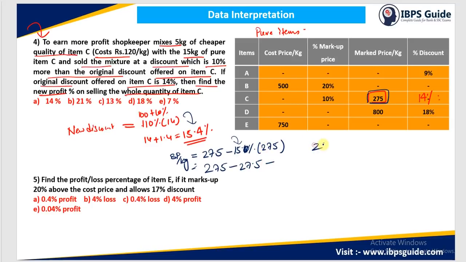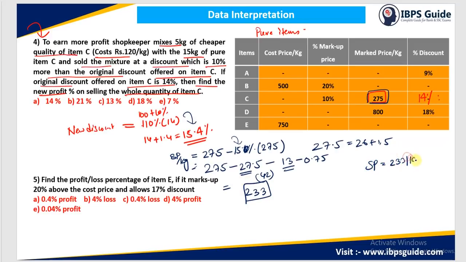27 I can write like this, 26 plus 1.5. So 13 minus this will be what? 0.75, okay. So my total answer will be what? This is 27 plus 13, that is 40.1 or 42 you can say, okay. If I subtract 42 I will get 233. So 233 will be my selling price per kg, okay. So I have got this selling price per kg as 233 per kg, okay.